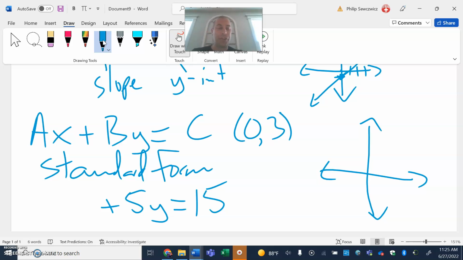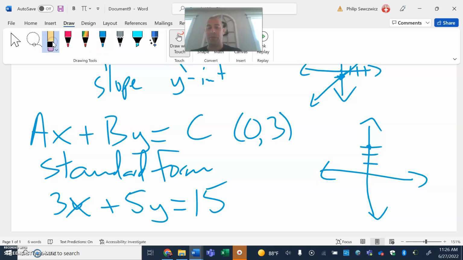So the ordered pair is 0, 3. So 0, don't go left to right. Go up 1, 2, and 3. And there we are. So that is our y-intercept because it's where it crosses the y-axis. All right, so let's go back and let's put our 3x back in there.